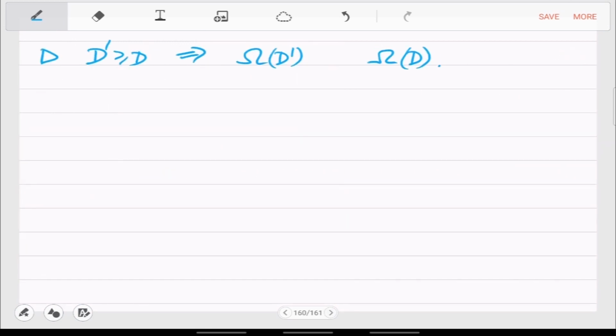So if an adel is annihilating AD prime, it's clearly also annihilating AD. So which means that this is a subset, right? So when you increase the divisor, you go to a subset. So it's the opposite direction.